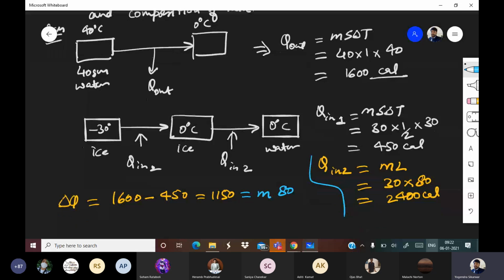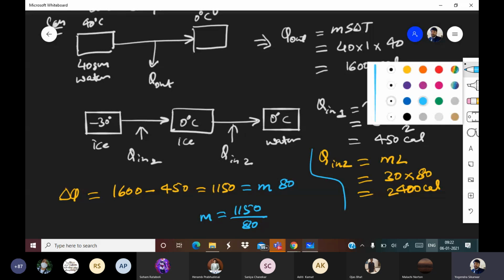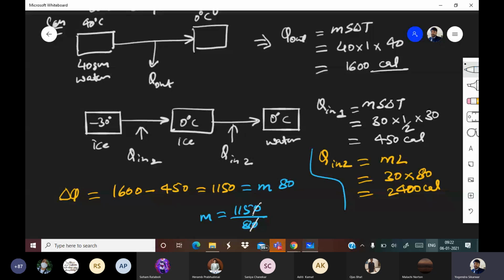L is 80. So M comes out to be 1150 upon 80. My dear friends, 115 by 8. 115 divided by 8 and that will be 14.375 grams. So this much amount of ice will be melted.